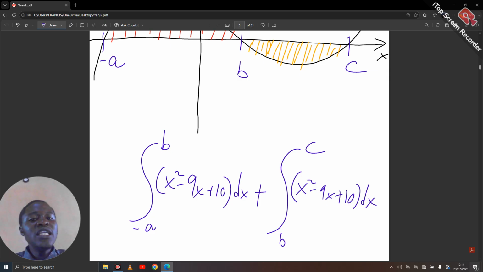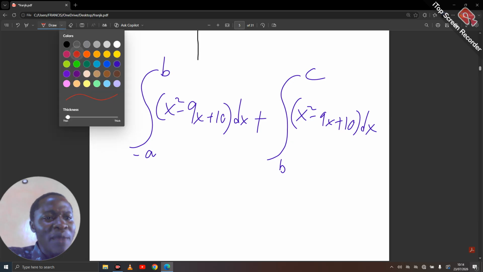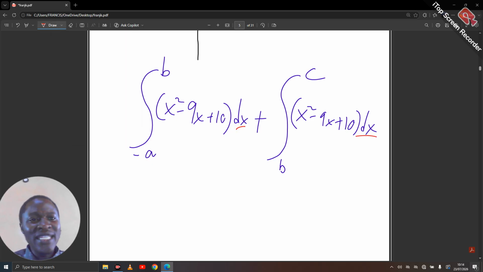This is what you should do when you are integrating. Maybe someone could be wondering, why am I using dx? Why should I put dx there?